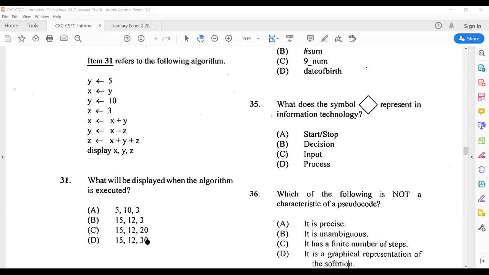Anyone not clear on this, would you like me to explain it again? Or is everybody okay on the answer? All right. If anybody wants me to explain, you could just let me know. Okay, for now I'll move on to question 32.